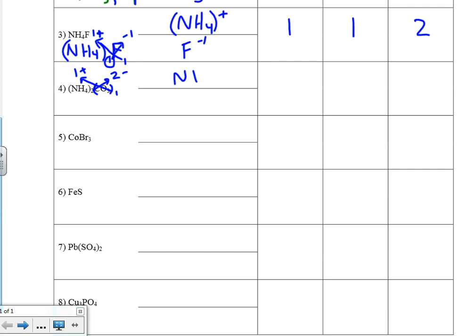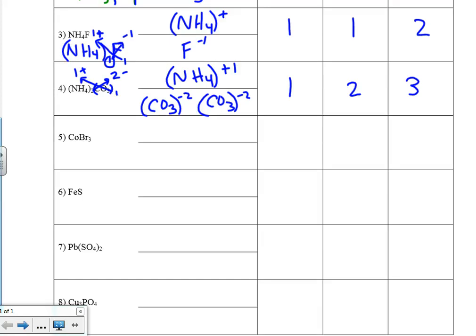So what we would do here is that there is 1 ammonium ion and there are 2 carbonate ions. So 1 cation, 2 anions, for a total of 3 total ions.